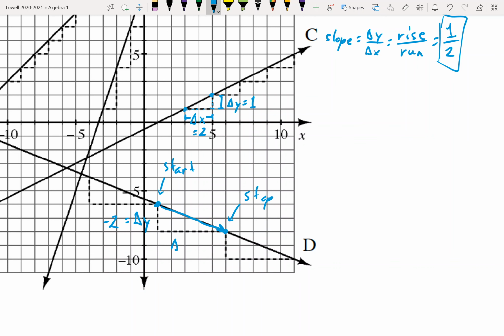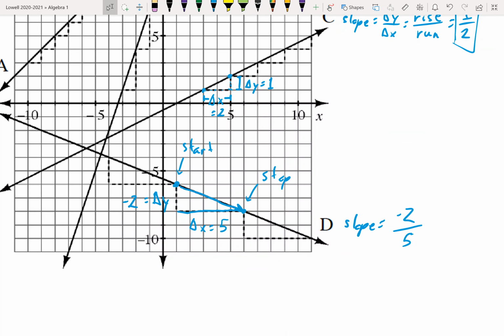And that would mean our change in x, well, we're still going forward in the figure numbers, so that's going to be, let's see, 1, 2, 3, 4, 5. And so the slope for D is going to be negative, so we're quote-unquote rising -2, which really just means you're going down, you're falling, 2 over 5.